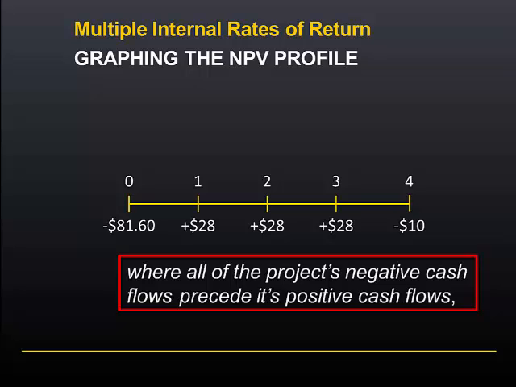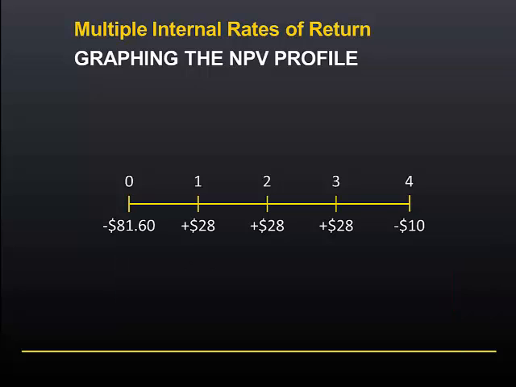This is an example of the clause that we highlighted earlier. It is not true to say that all of this project's negative cash flows precede its positive cash flows. Here is a negative cash flow that occurs after the positive cash flows. Another way of stating that is that there are two changes of sign, from negative to positive and then from positive to negative.